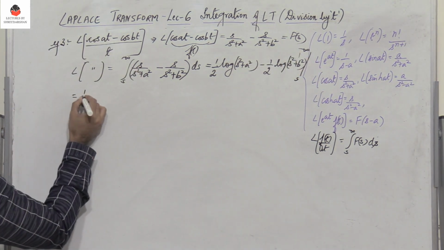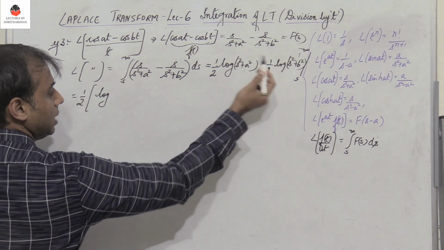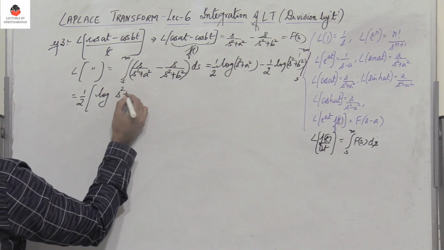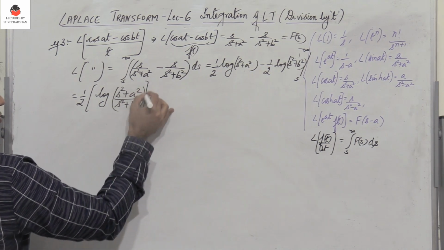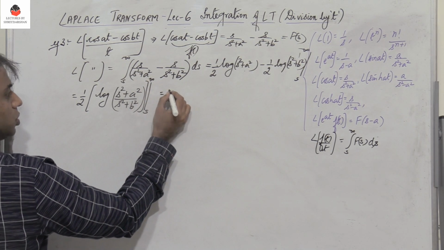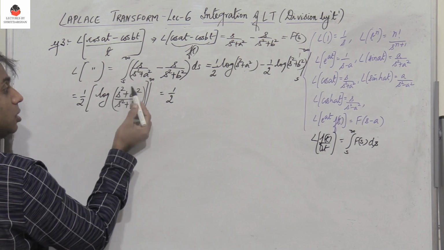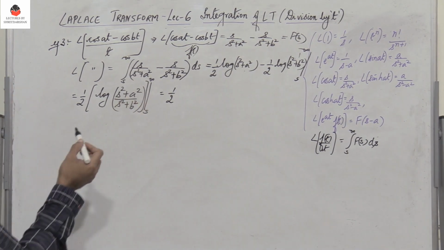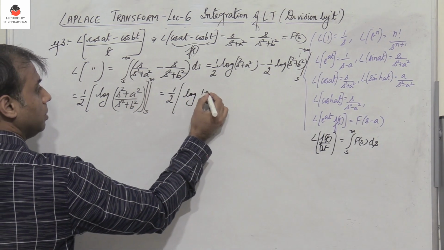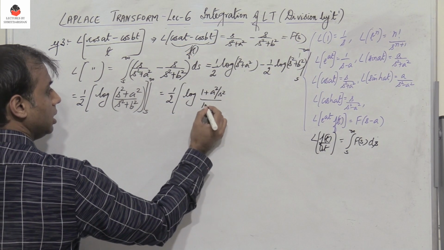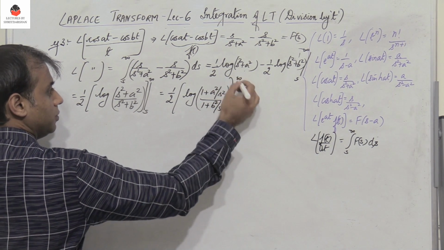I can take 1 by 2 common, and then you have log m minus log n, which is log m by n. So s square plus a square divided by s square plus b square with the limits s to infinity, which is 1 by 2. Again divide numerator and denominator by s square, because I cannot substitute s square directly; I cannot make s square equal to infinity. So now log of 1 plus a square by s square divided by 1 plus b square by s square, with the limits s to infinity.